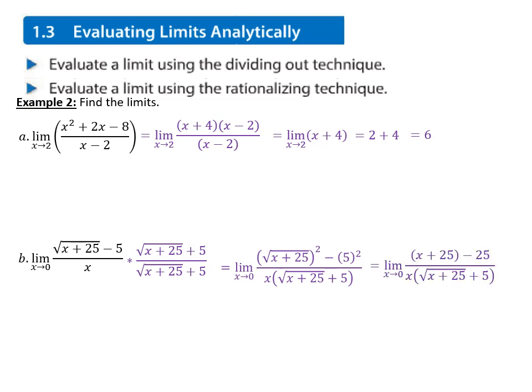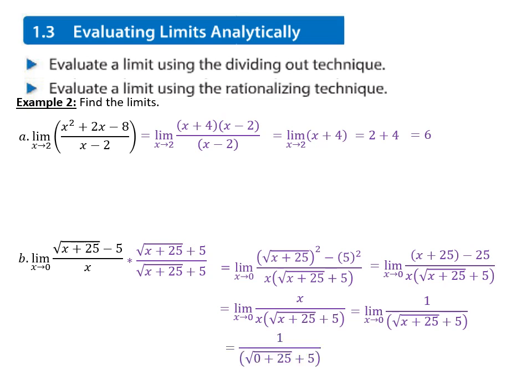That top gets us x plus 25 minus 25. The 25s are going to cancel. So I've got an x top and bottom that cancels. Now I can plug in 0. And that's going to have us 1 over the square root of 0 plus 25 plus 5. That's 1 over square root of 25 plus 5. It's 1 over 5 plus 5, which is 1/10.